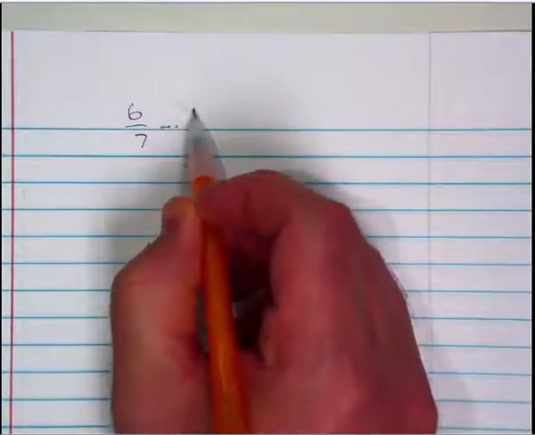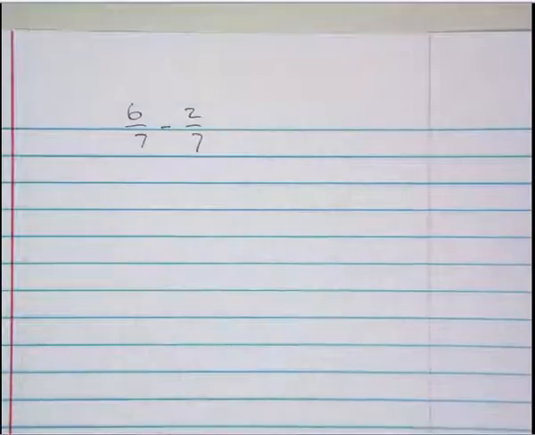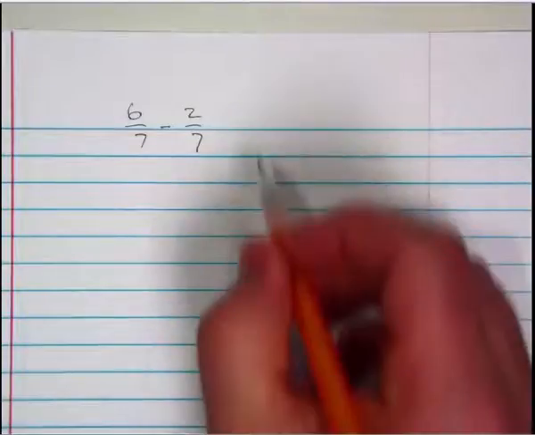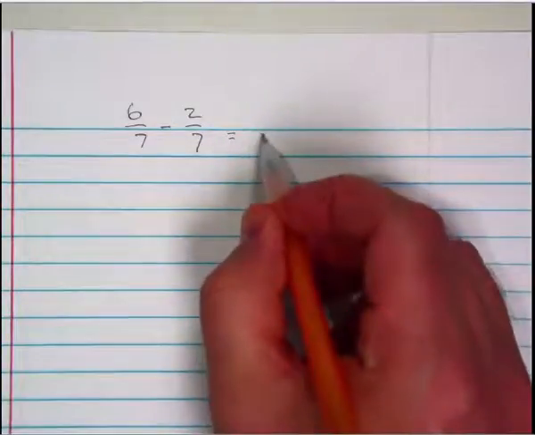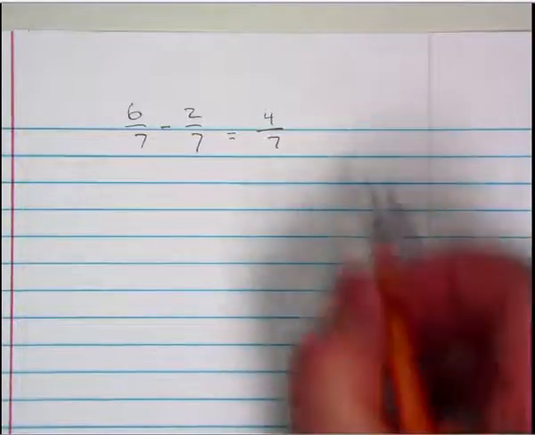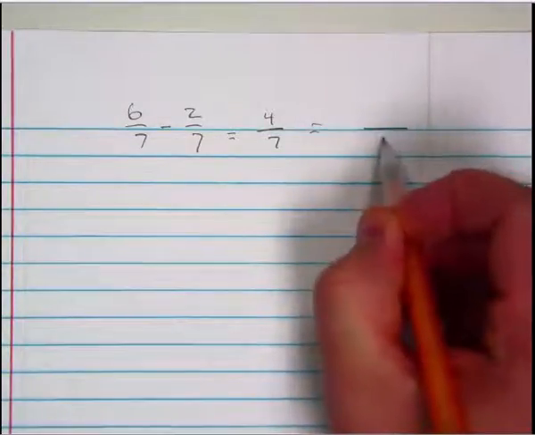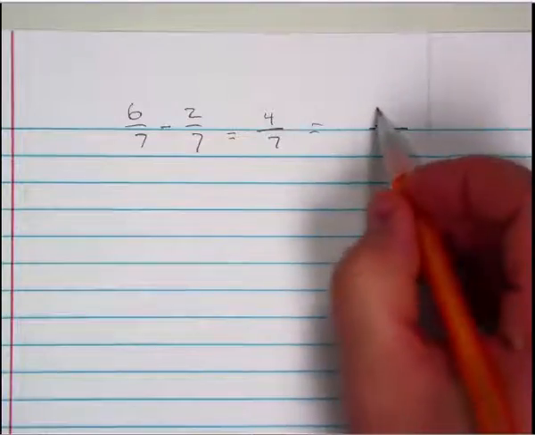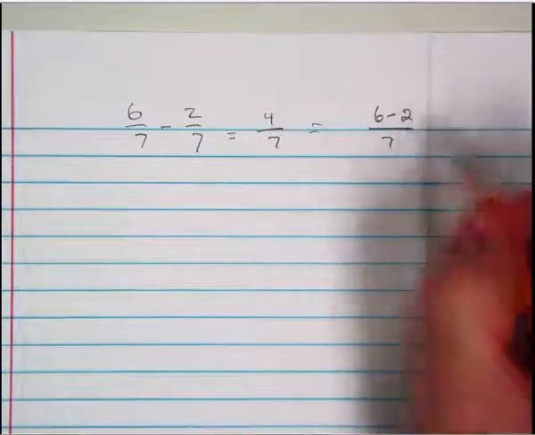So consider if I gave you something like 6 over 7 minus 2 over 7. Recall that the rules tell us to keep the denominators and subtract the numerators, so this would give us 4 over 7. I would like you to consider, though, what you actually did. So another way we could write this is that, of course, we keep the denominator, but we subtracted the numerators. So we could just write 6 minus 2, which, of course, is 4 over 7.